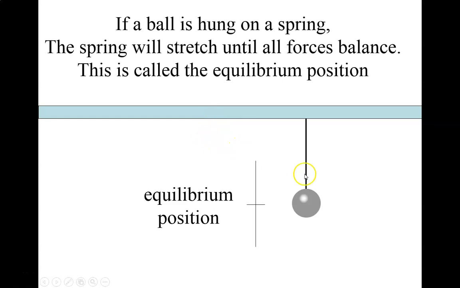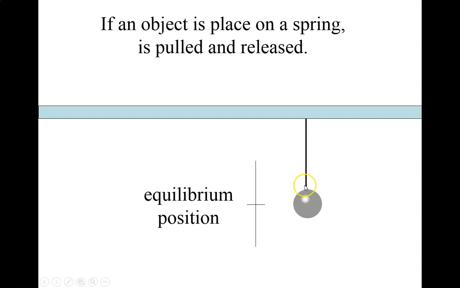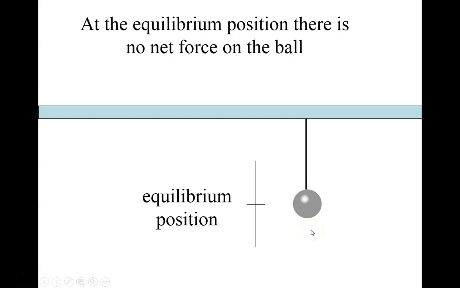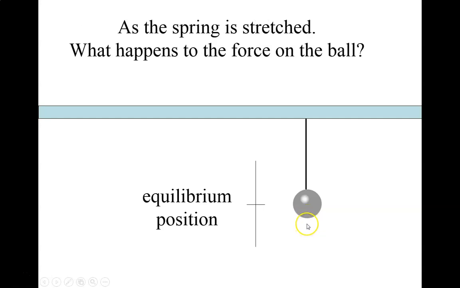So if we were to hang a ball on a spring and let it stretch, it would reach down to a point where the forces on it balance, and this would be known as the equilibrium position. So right now we let this stretch, and it's going to reach that equilibrium position. At the equilibrium position, there's no net force on the ball. The force of the spring pulling up is canceled out by the force of gravity going down. So all the forces are balanced.